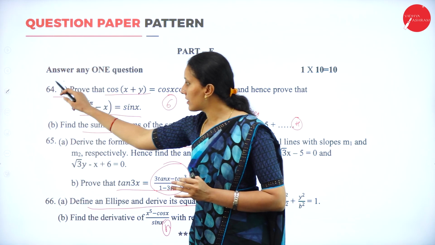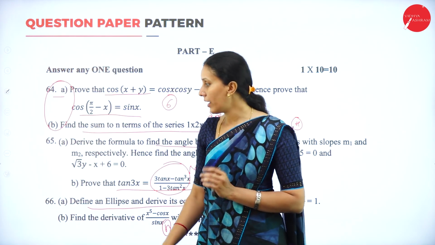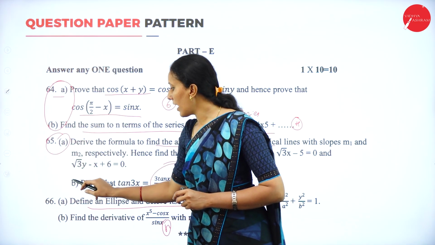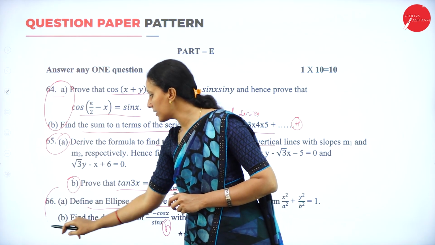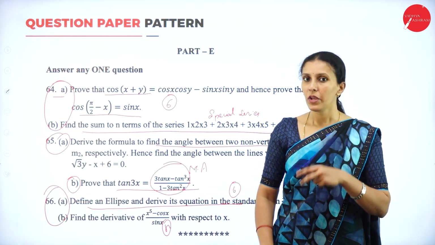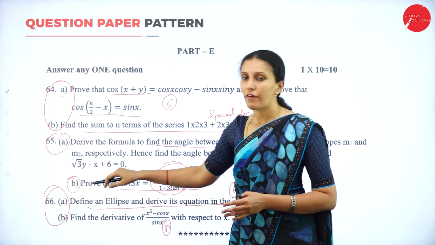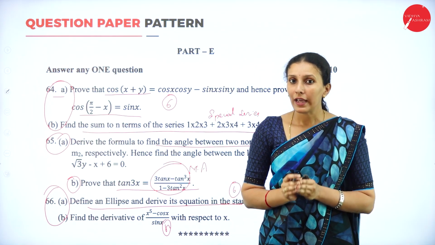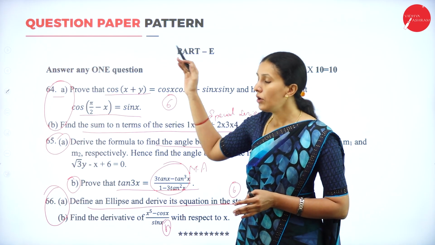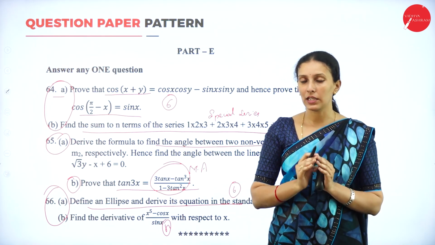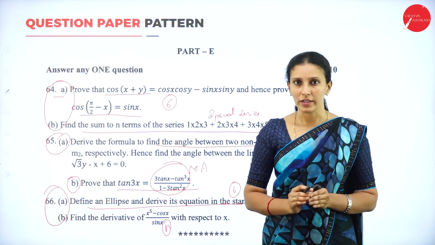That is, either 64A and B you have to attend, or 65A and B, or 66A and B. Do not make the confusion of writing 64A and 65B, because you can't be awarded any marks for that. You have to attend 1 question compulsorily from these 3 choices.